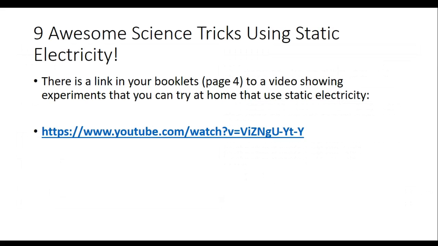There is a video then in your booklet, a link to the video, showing some experiments that you can try at home that show static electricity. So if you have some extra time, make sure that you have a try of these experiments.